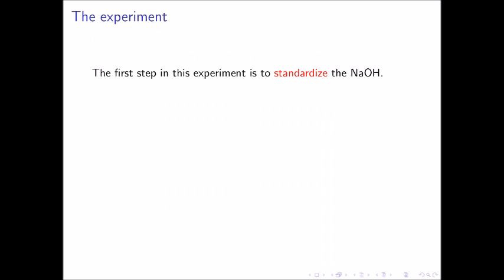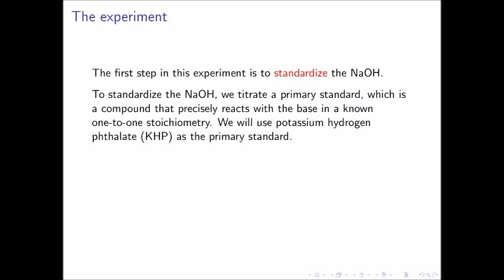Before we can begin our titration, we must first standardize our sodium hydroxide. The act of standardization means that we determine accurately the concentration of the sodium hydroxide. To perform the standardization, we titrate a primary standard with the sodium hydroxide. A primary standard is a compound that precisely reacts with the base in a known one-to-one stoichiometry. For this, we will use potassium hydrogen phthalate, or KHP.